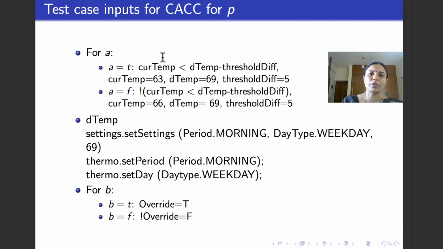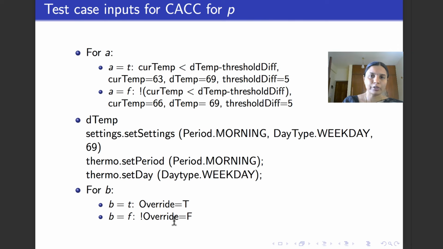Right? So for A to become true, here is the set of values. For A to become true, current temperature could be 63, desired temperature could be 69, threshold difference could be 5. For A to become false, current temperature could be 66, desired temperature could be 69, and threshold difference will be 5. In this case, current temperature will not be less than desired temperature minus threshold difference. And D temp, we saw you have to pass that value by setting values for period and for D type.